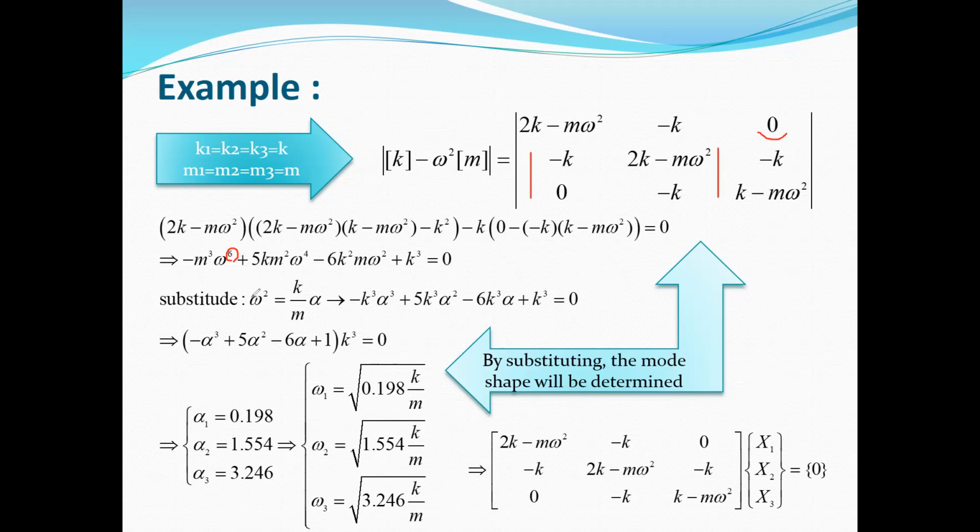Now we can substitute omega squared with this value, k divided by m times alpha. We use this relation only to simplify the equation of motion. Now if you substitute k divided by m times alpha instead of omega squared, we can extract this equation of order 3, minus k cubed multiplied by alpha cubed. This is an algebraic equation of order 3. To obtain the roots of this equation, I think I have already uploaded the formula to obtain the roots of an algebraic equation of order 3.